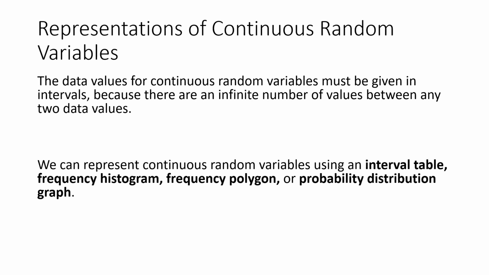All right. So now representing continuous random variables is slightly different. There are an infinite number of data values between any two data values. So what we need to do is represent them in terms of intervals. We cannot just give one exact value. The ways we can represent continuous random variables include an interval table, a frequency histogram, a frequency polygon, or a probability distribution graph. We're going to cover tables and frequency histograms and polygons now.